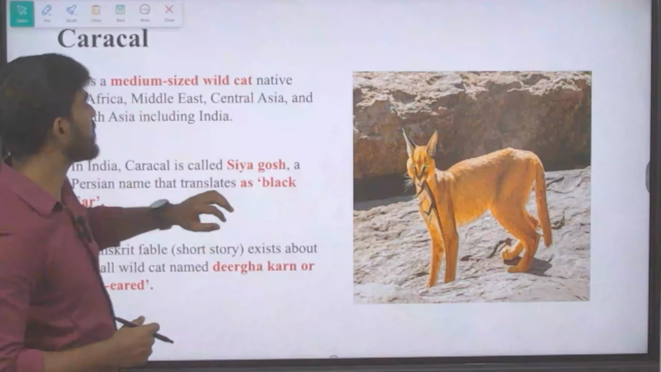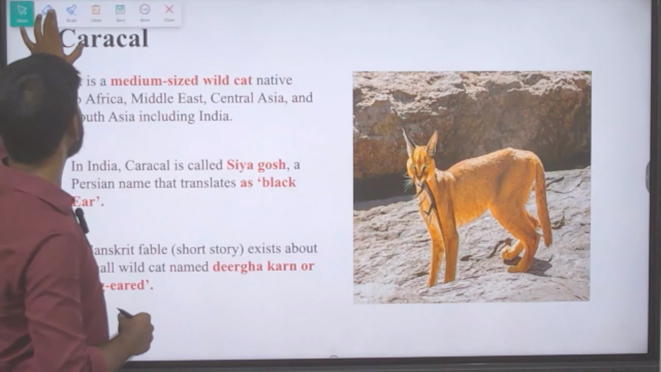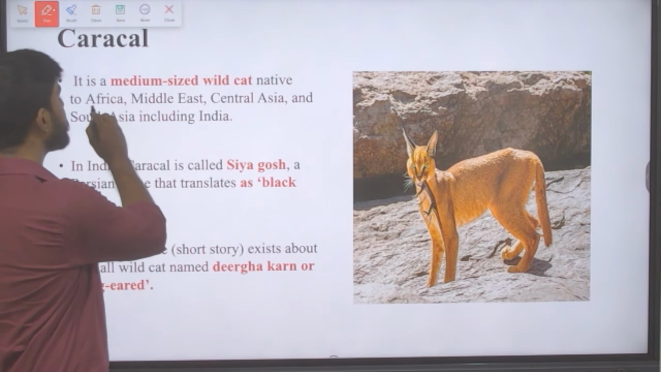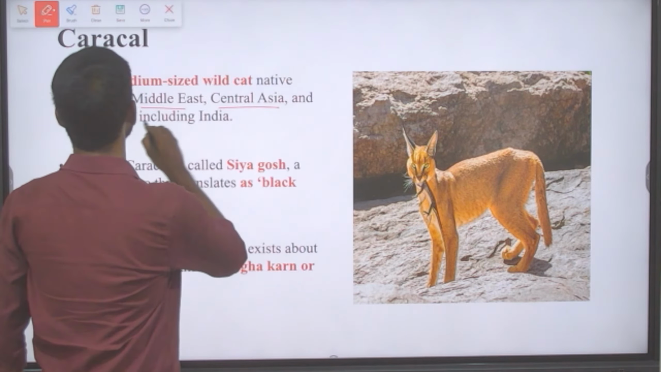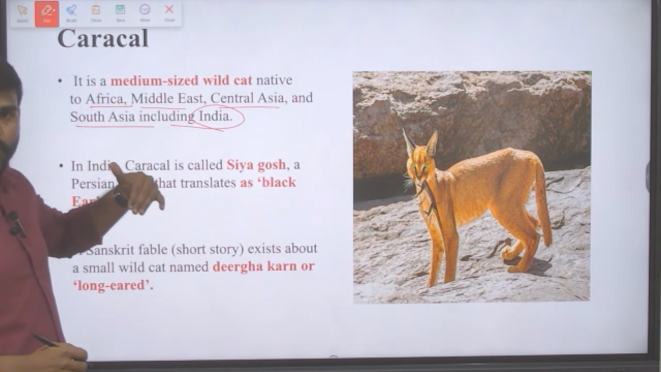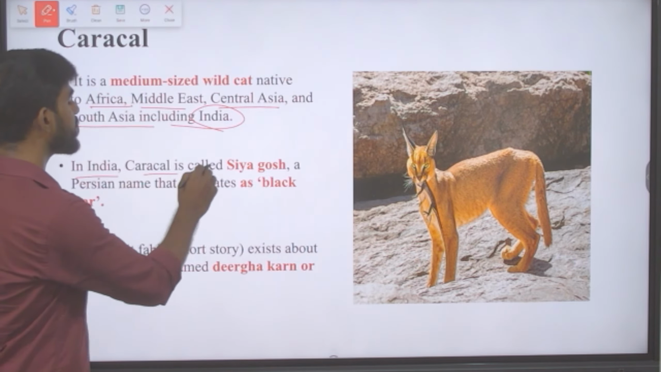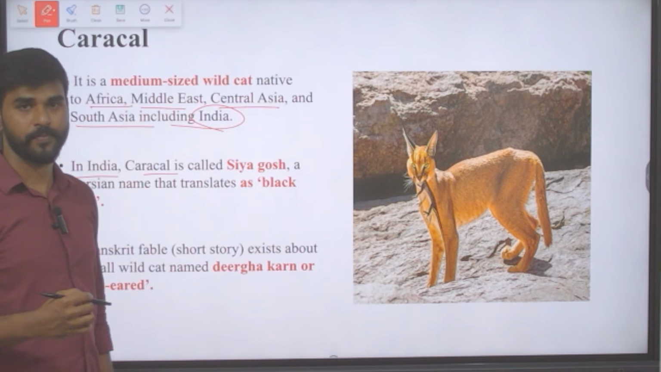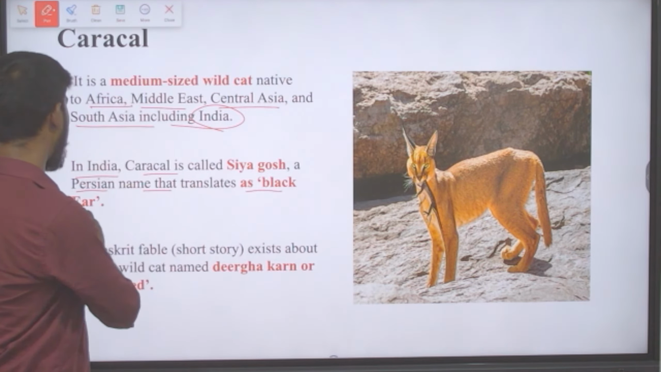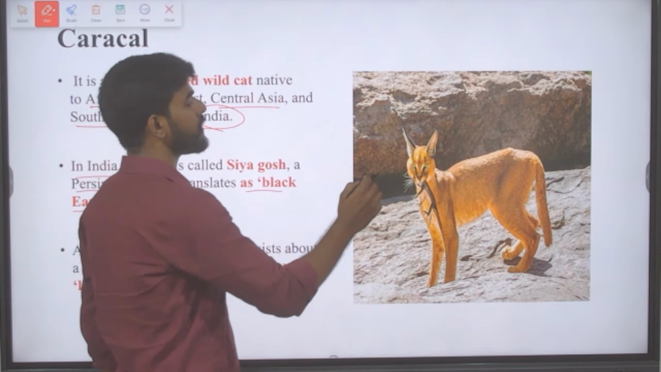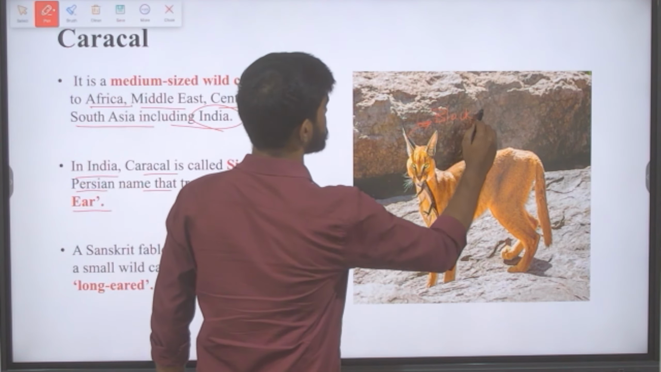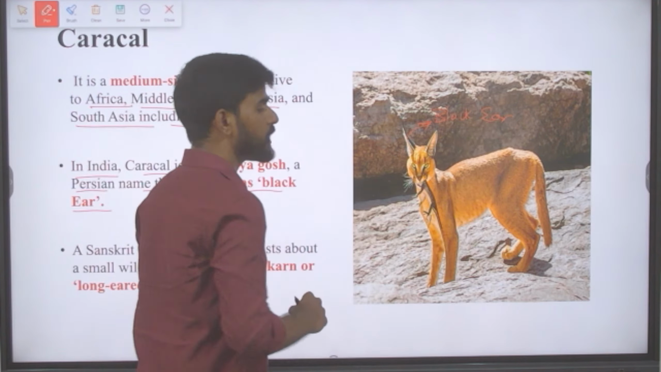Now let us understand the details of the caracal. This is how it looks. It is a medium-sized wild cat which is native to Africa, Middle East, Central Asia and South Asia including India. So it is native to India also, and in India caracal is called Siya Gosh. Okay, Siya Gosh, which is the Persian name that translates as black ear. Siya Gosh means black ear. If you see here, it is having a black ear. That is the reason why it is called Siya Gosh in India.